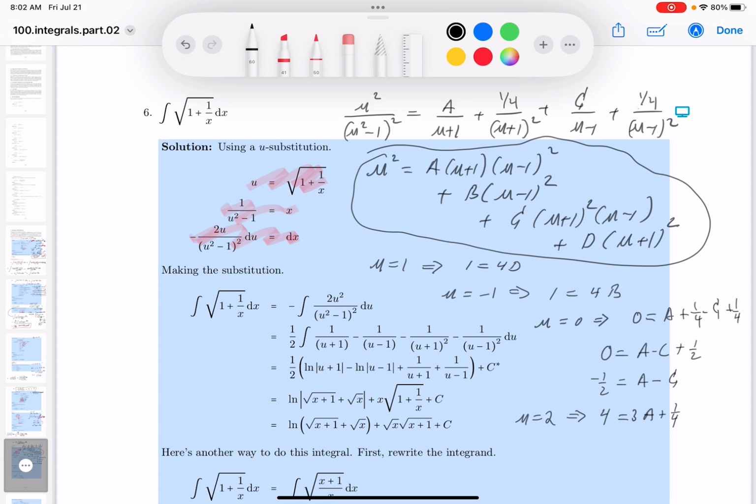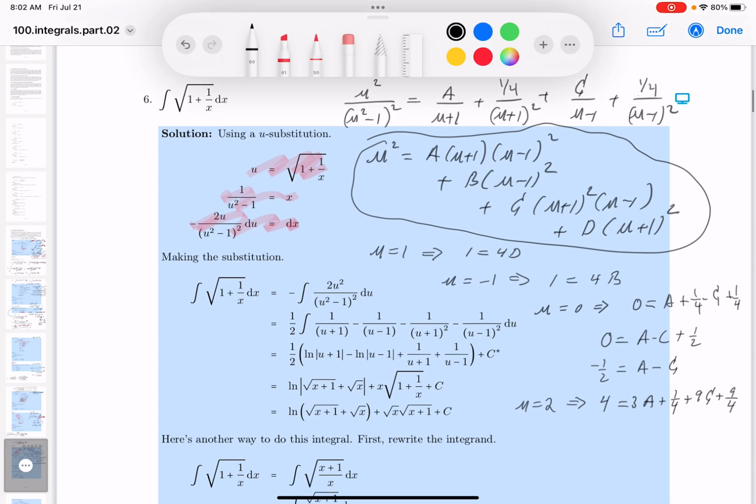And then C, and I chose 2, right? Let's see, 2 plus 1 is 3. 3 squared is 9. So you get 9C. And again, I chose 2. You're going to get 9D now. What's that going to be? 9 quarters.